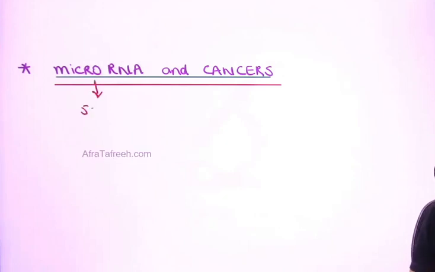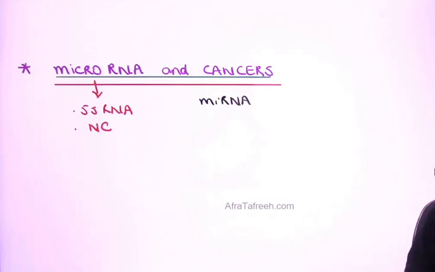MicroRNAs are actually single-stranded RNAs. They are small in the sense that they are 21 to 22 nucleotides in length, and please remember the basic biochemistry fact: they are non-coding in nature. I want you to understand a basic fact. When I am representing a microRNA, this is how I would represent it.